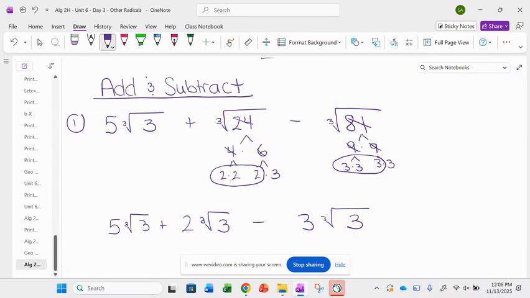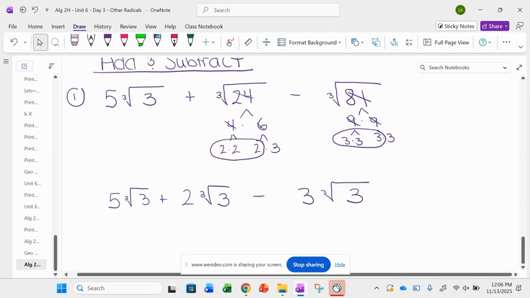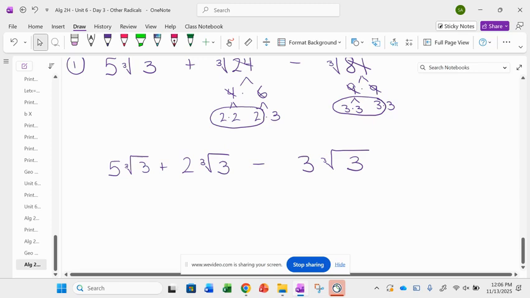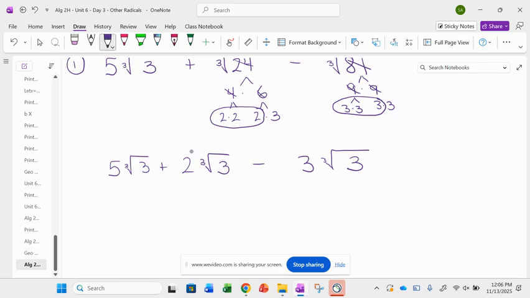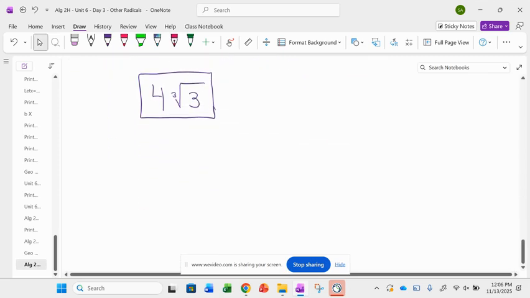Now that we have the same index and the same radicand for everything, can I add? Yes. And remember, when you add or subtract, you're only adding or subtracting the coefficients. So 5 plus 2 is 7. 7 minus 3 is 4. So we have 4 times the cubed root of 3. All right, multiplying.